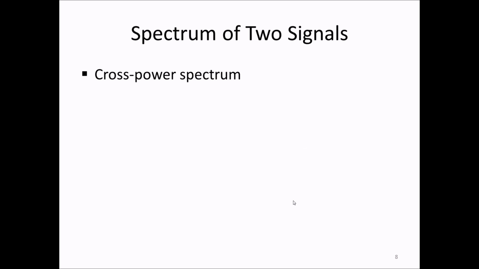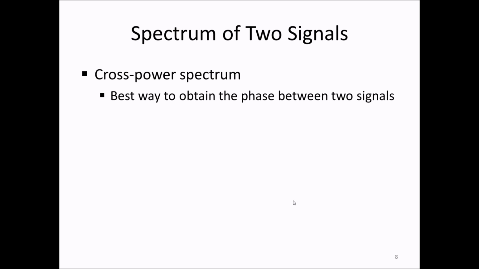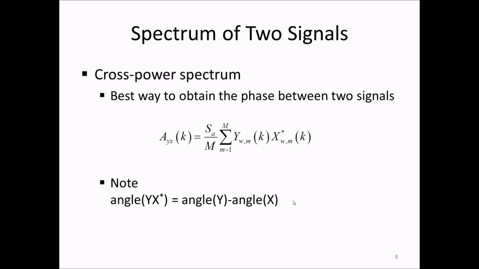In many cases, we have 2 signals for which we want to estimate the phase difference, the phase angle between the 2 signals. We do this by the cross-power spectrum. This is the best way, and really the only way, to obtain the phase difference between 2 signals. And it's obtained by averaging the product of the DFT of the signal Y and the complex conjugate of the DFT of the other signal X. The averaging process is similar to the one we used for the Autopower spectrum, with the same scaling factor, etc. You should note that the angle of Y times X complex conjugate equals the angle of Y minus the angle of X, which is exactly what we want when we want the phase difference.